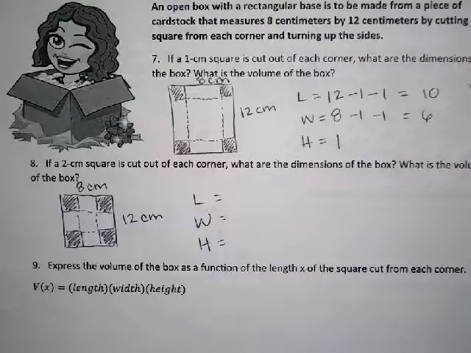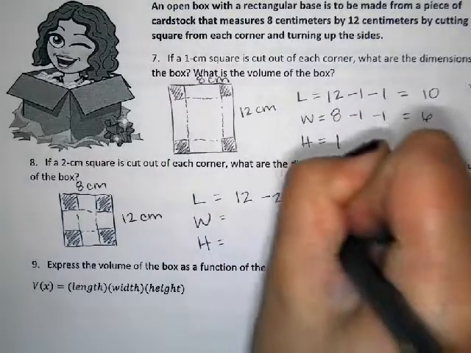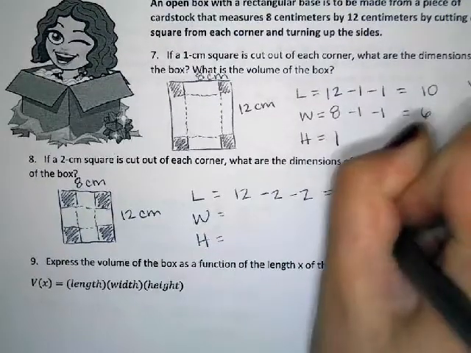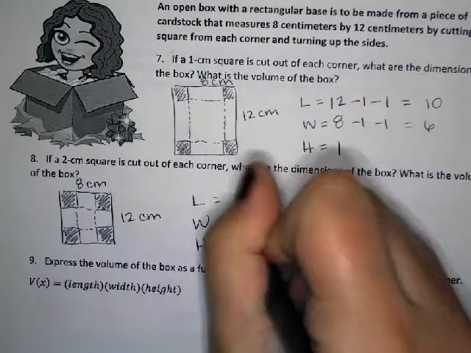The width was 8 centimeters. I cut off 2, and what's the new width? 4. Okay, so I'm going to say 8, take away 2, my new width is 4, okay? The square that we cut out was a 2 by 2 square. I take this and I fold this, and this is what creates the height. So the height is 2.